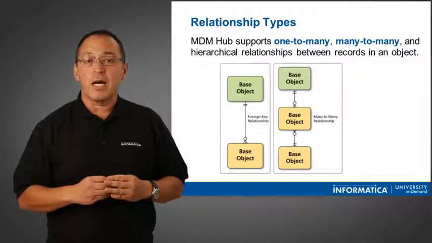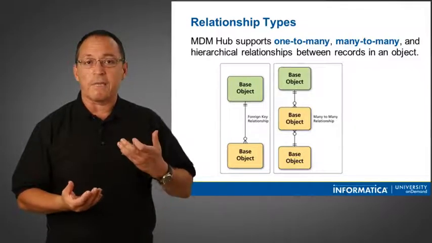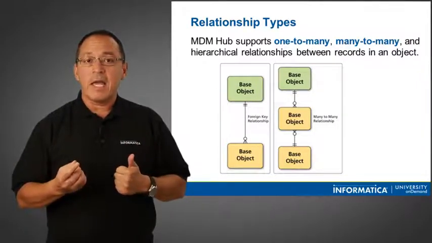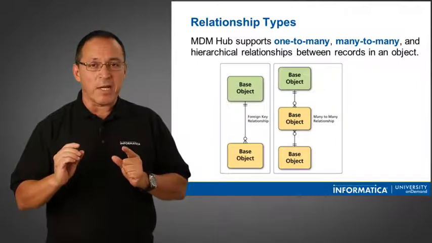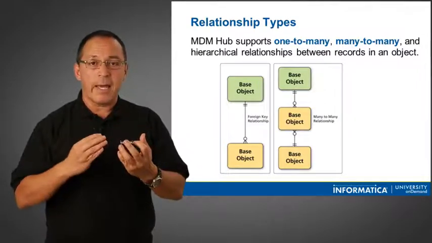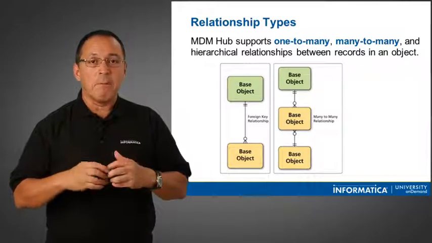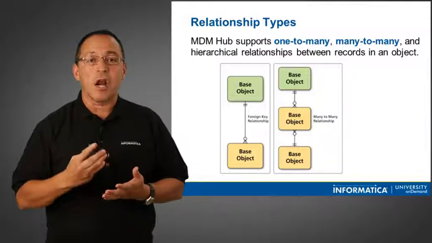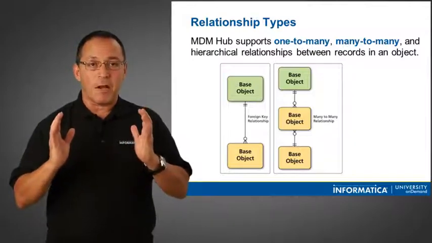The relationship types that we have: the MDM supports one-to-many and many-to-many. And I'm going to confuse you a little bit right now because I'm going to expand this. So the hub supports one-to-many and many-to-many relationships. But notice what it says, and hierarchical relationships between records and an object. Let me put a parenthesis on that.